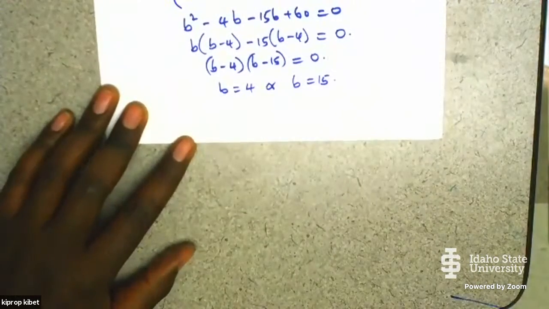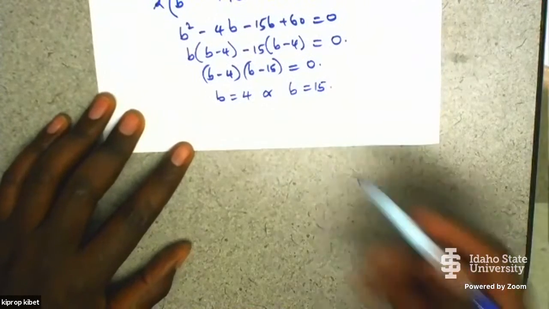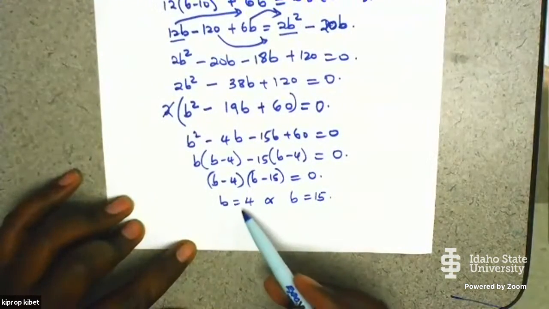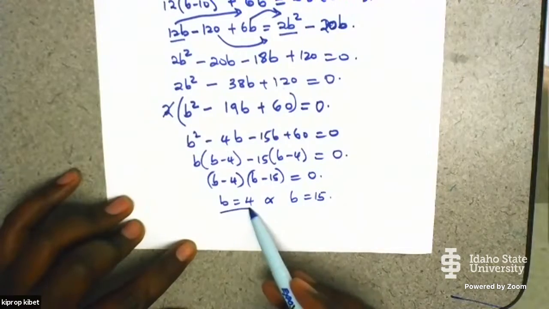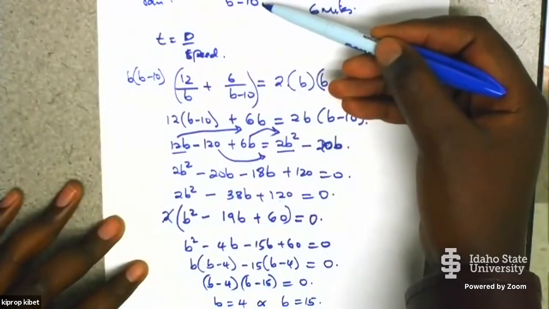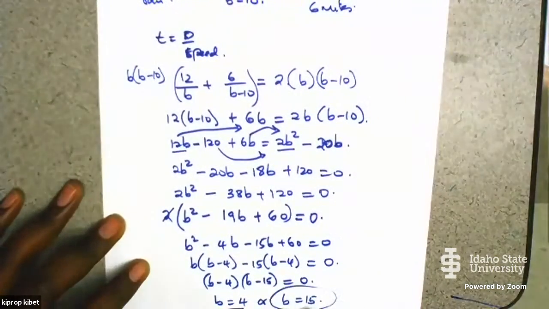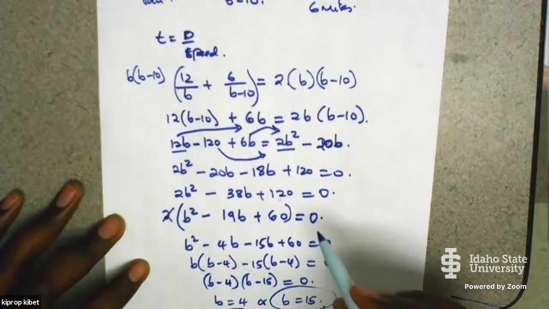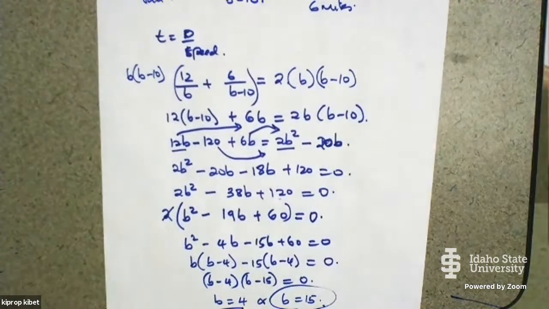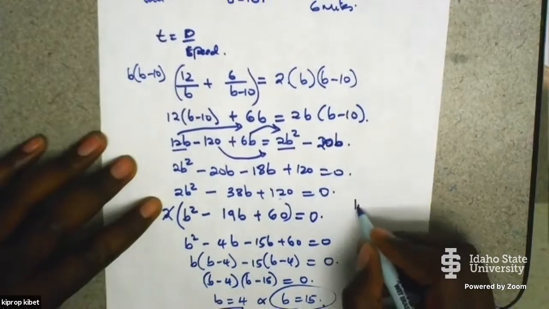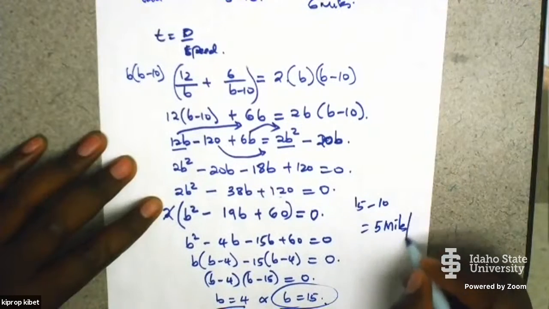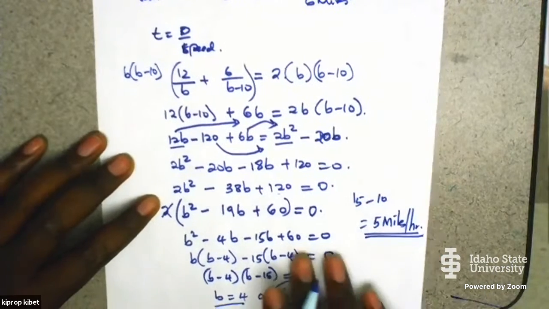Now, if we look at this, which B are we going to check? We are not going to take B as 4, right? Because when you say 4 minus 10, you get a negative, which we don't need. So that means our B will be 15. So now, what is the speed for running? It is 15 minus 10, which equals 5 miles per hour.